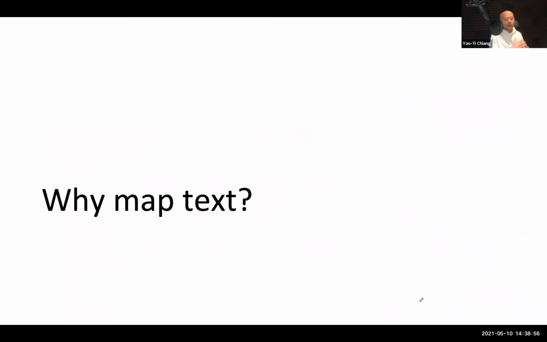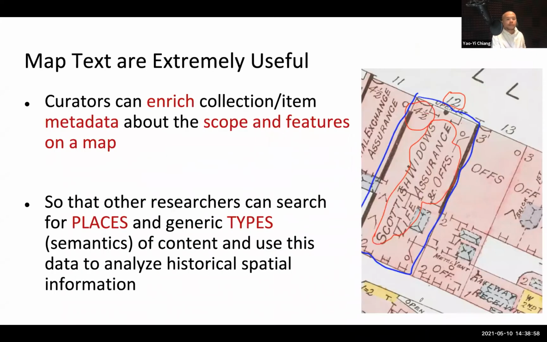So why map tags? Why are we looking at map tags in this project? Map tags are extremely useful. Curators or metadata librarians can use map tags to enrich collections or items metadata about the scope and features on a map. Then researchers who want to use maps can search for places and their generic types. For example, a place could have a type park, or a type residential area, or a type clinic. So they can search for places and types of content and then use the data to analyze historical spatial information.